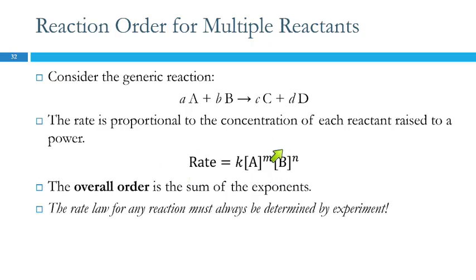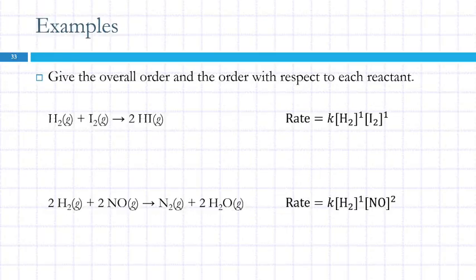So we can write this generic rate law, but we don't know what the orders are, because the rate law for any reaction must always be determined by experiment. m is the order with respect to A, n is the order with respect to B. If we want to know what the overall order is, we add those together.